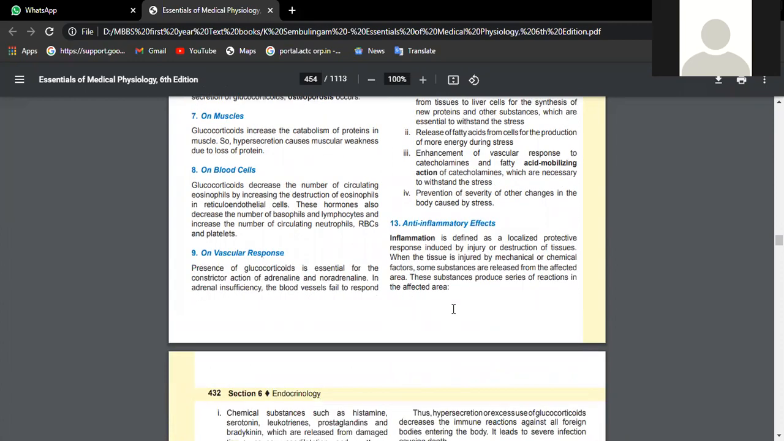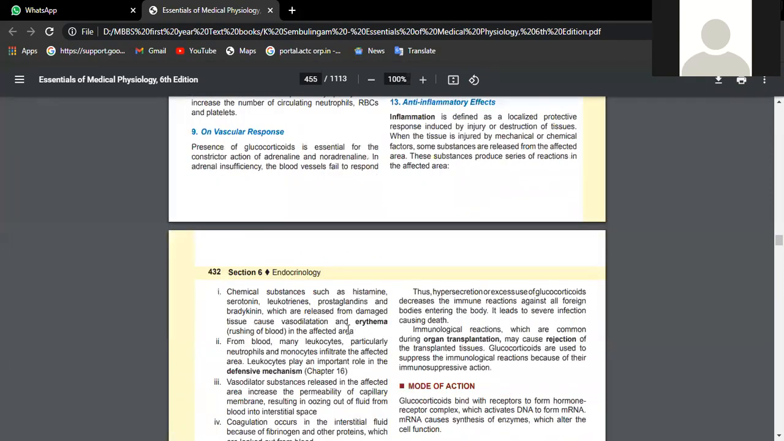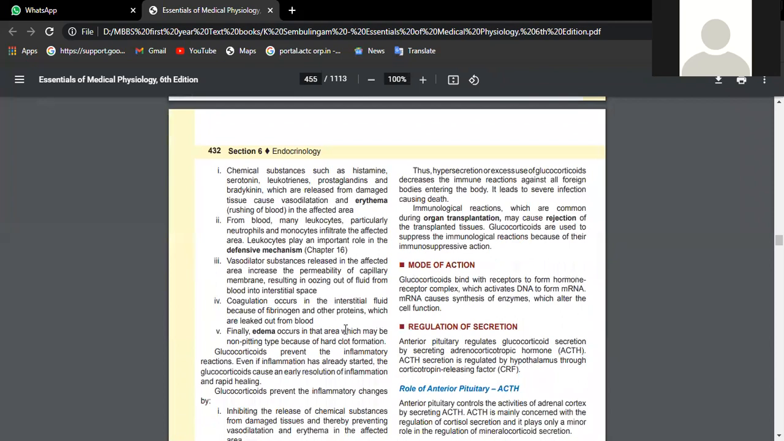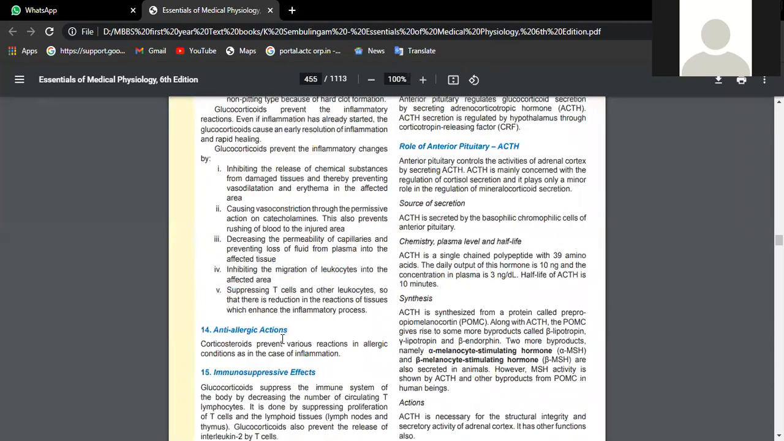Anti-inflammatory effects: during inflammation there will be pain, redness, swelling, and that particular area will not function. Those symptoms are reduced by the action on certain inflammatory mediators like histamine, serotonin, bradykinin, tumor necrosis factors. These mediators cause pain, redness, swelling, and loss of function, and these are all removed by the action of glucocorticoids. That is the anti-inflammatory action of glucocorticoids.